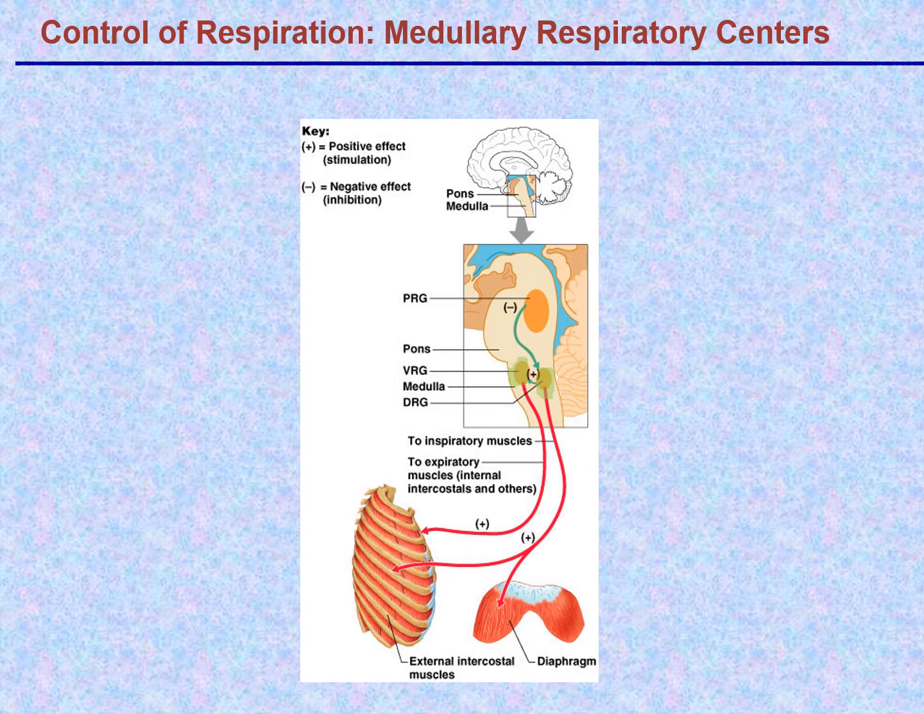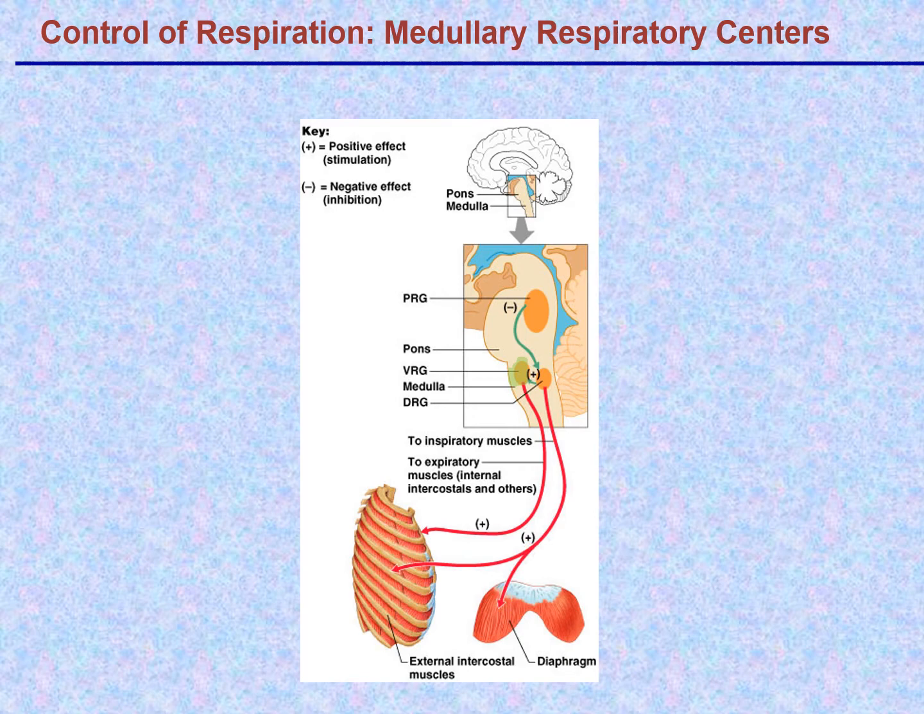And notice that the dorsal respiratory group is sending signals out to inspiratory muscles, the external intercostal muscles and the diaphragm that are involved in inspiration. When they contract, they will trigger an enlargement in the volume of the thorax, lung space, pleural cavities, and therefore a drop in pressure and air goes in. And the VRG, which is involved in forced inspiration and expiration.